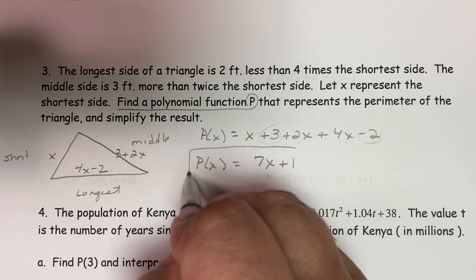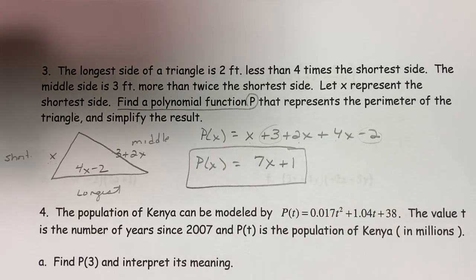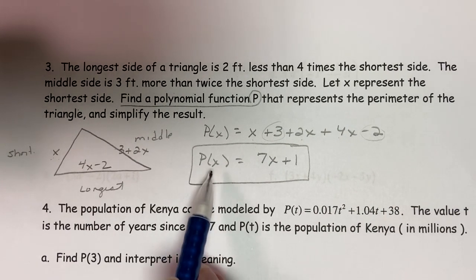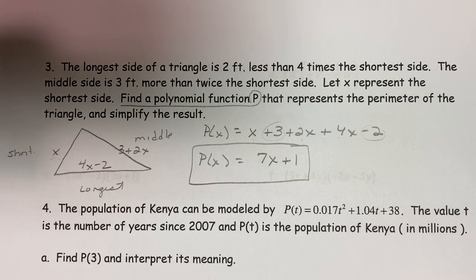And that's all they want us to do. They want us to build a polynomial function. And it's important that you label it correctly there. They're telling you to call it P. And because we used x, it's P of x.